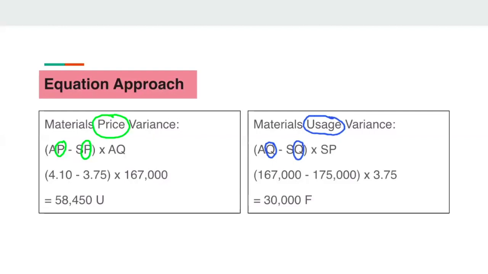This means that the usage variance is negative 30,000, and since it is negative, this means that it is favorable, and we place an F beside it. And again, we do not include the negative sign. As you can see, we got the same results no matter what approach we used, but let's see if this occurs for the labor variance.